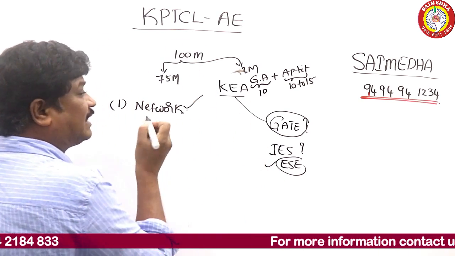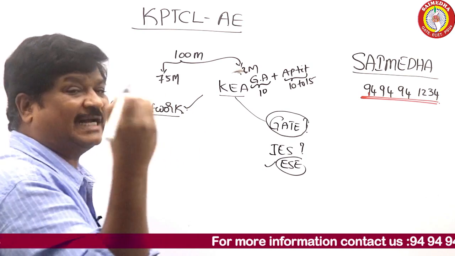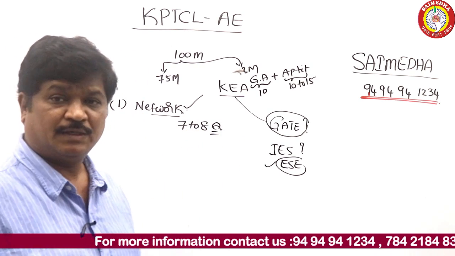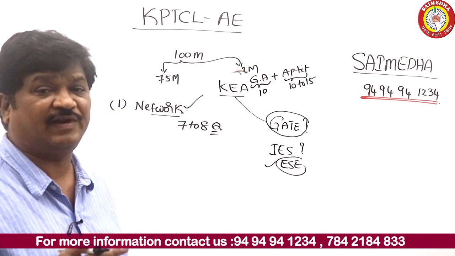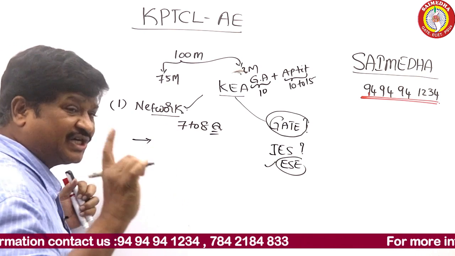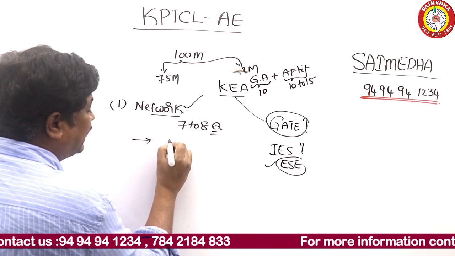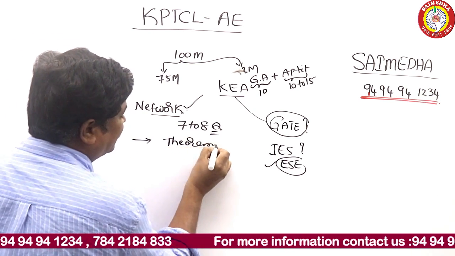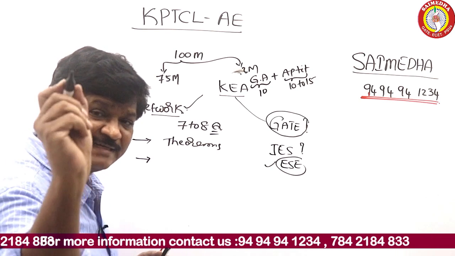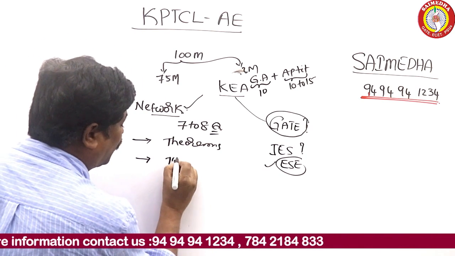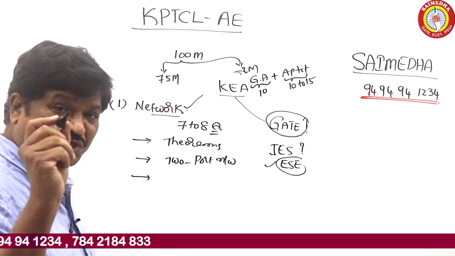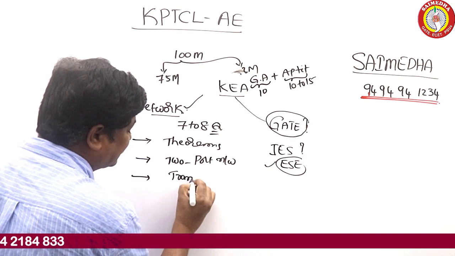Coming to network analysis, we can expect 7 to 8 questions. Sir, where will these 7 to 8 questions come from? Generally, number 1, one question we can expect from the network theorems. Number 2, in most electrical competitive examinations, they will ask a question on 2-port parameters, 2-port networks. And third, there is a question from the transient analysis.